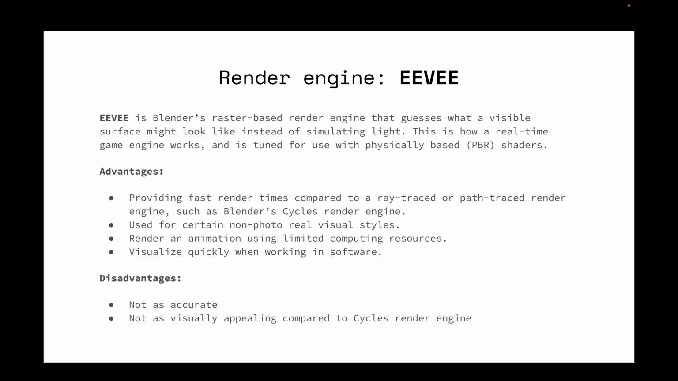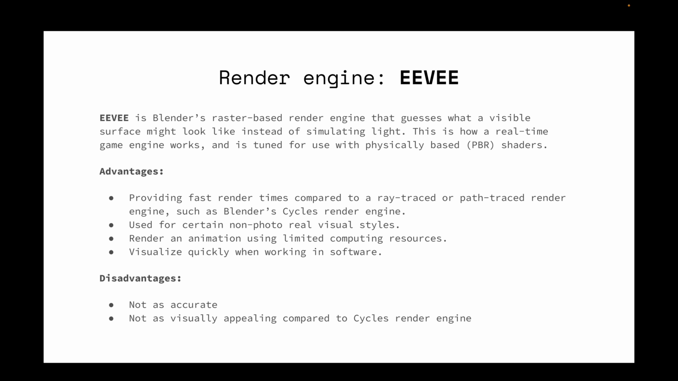So Eevee is a raster-based render engine, and essentially that means it's sort of like a game engine or a real-time render engine. And this can be really useful because you can figure out what a scene is going to look like really quickly within Blender. It doesn't require you to wait around to see what the final render is going to look like. It also is really advantageous when you only have maybe a laptop to use when rendering a long animation. Something like Cycles or a ray trace or path traced render engine will take a lot more computational power.